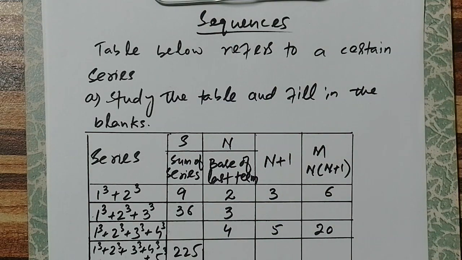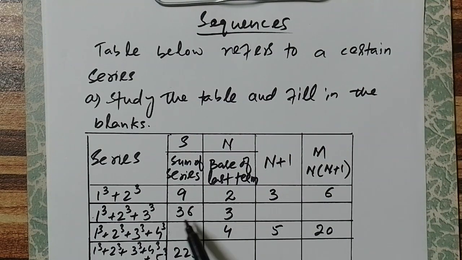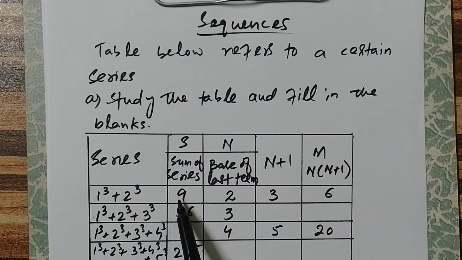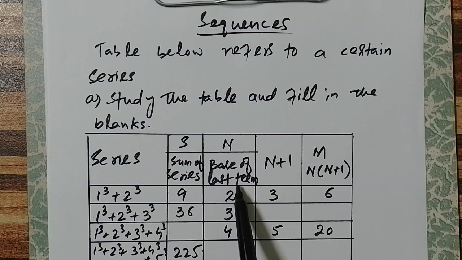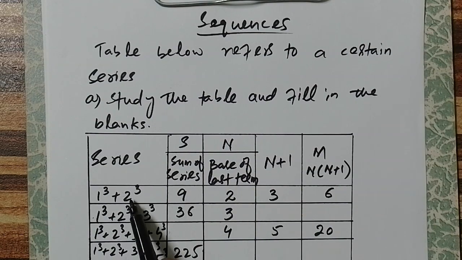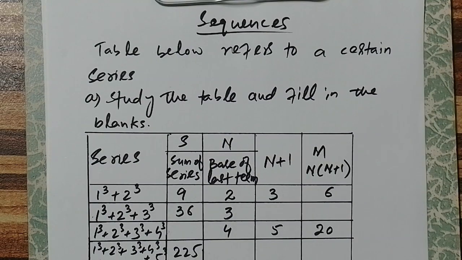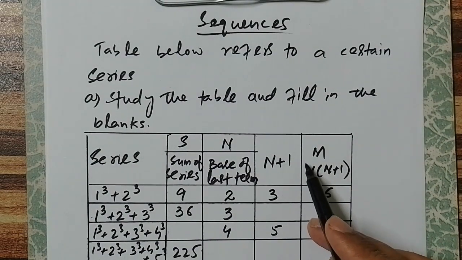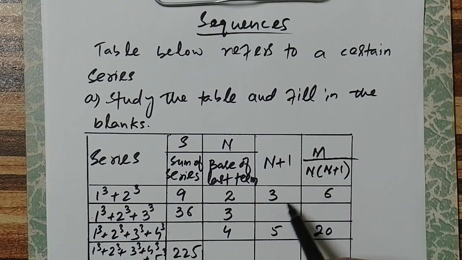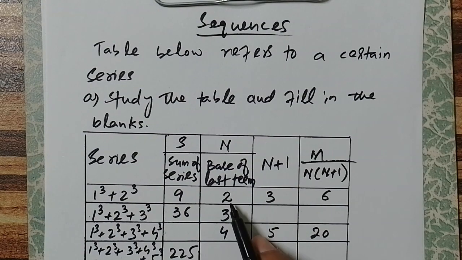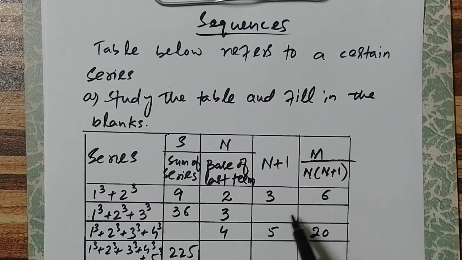In this question of sequences, we have to fill the missing places according to the given data. This first line is 1 cube plus 2 cube, and here we are given 9. 9 is the sum of this series, and then we have n, the base of the last term, that is 2. N plus 1, 2 plus 1 will be equal to 3, and then we have the value of m. M is n into n plus 1. So n is 2 and n plus 1 is 3, so 2 into 3 is equal to 6.